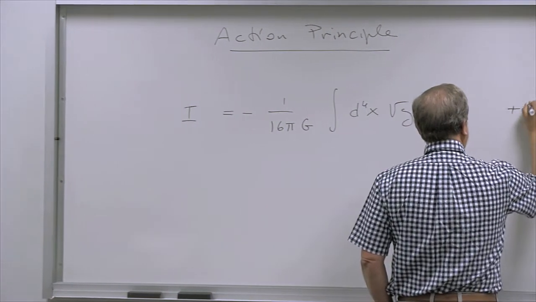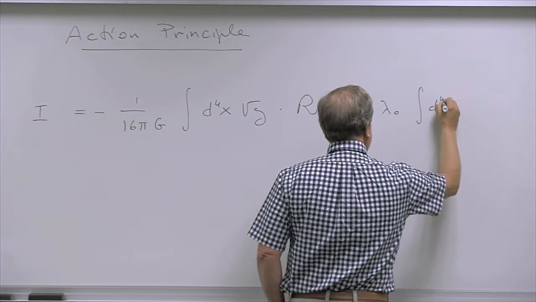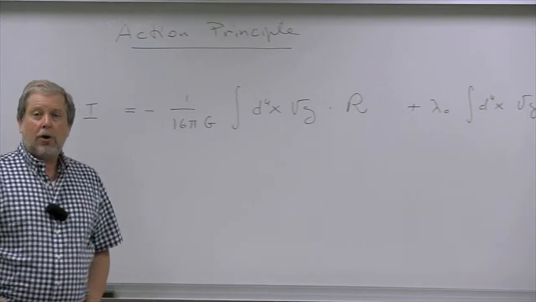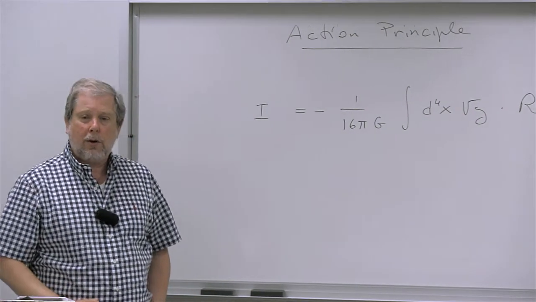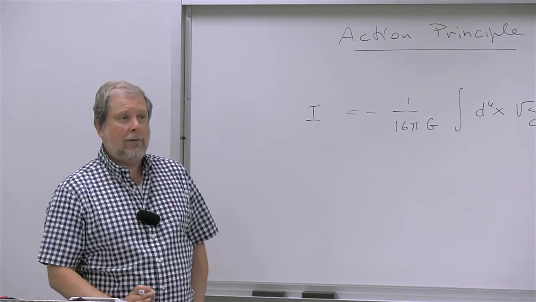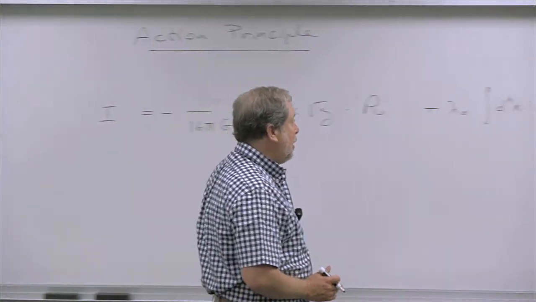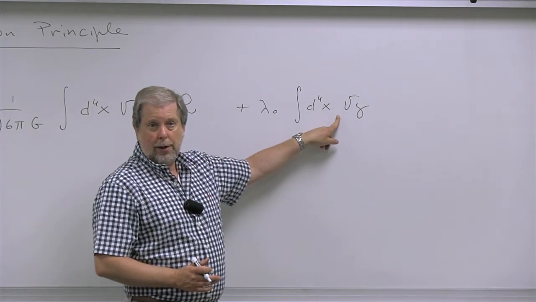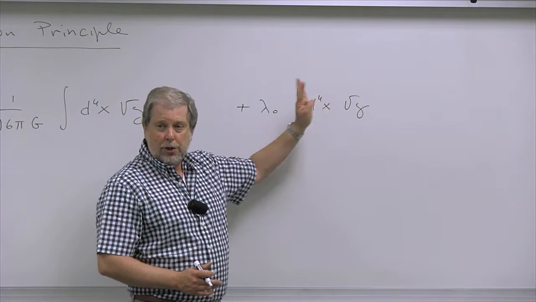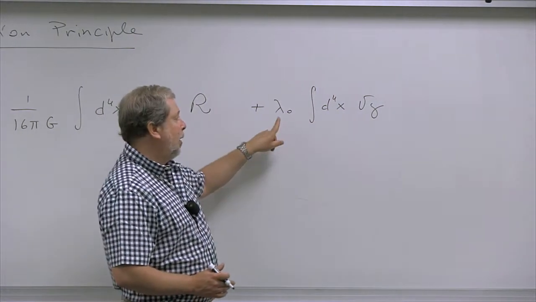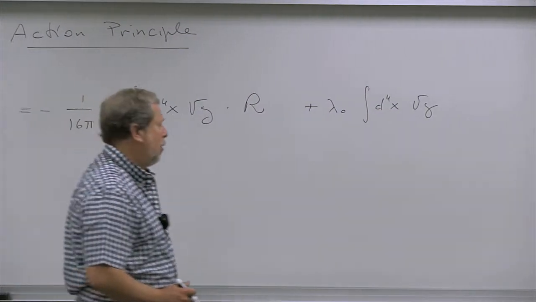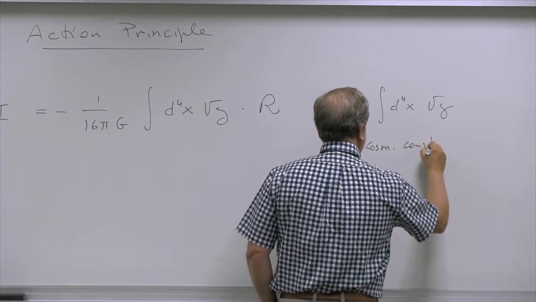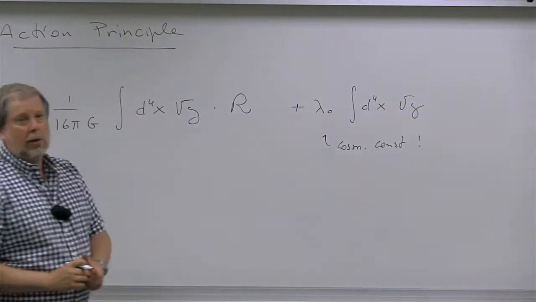The other possibility is that you add a term which is the integral d4x of root g. This term does not contain the curvature at all. Nevertheless, it is allowed by general covariance, because this is the invariant volume element. So we know that this object here is coordinate invariant. So it's perfectly legitimate to add this to the action, and we can add a constant in front of it. And so we have, again, the cosmological constant.